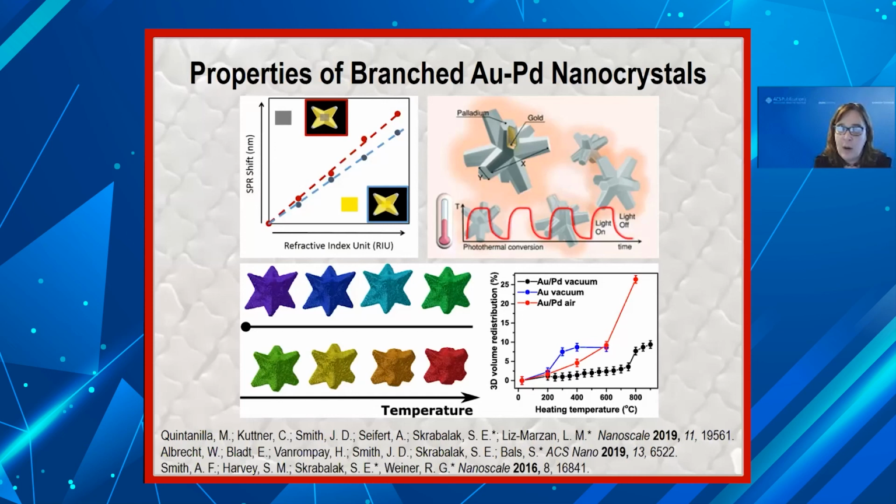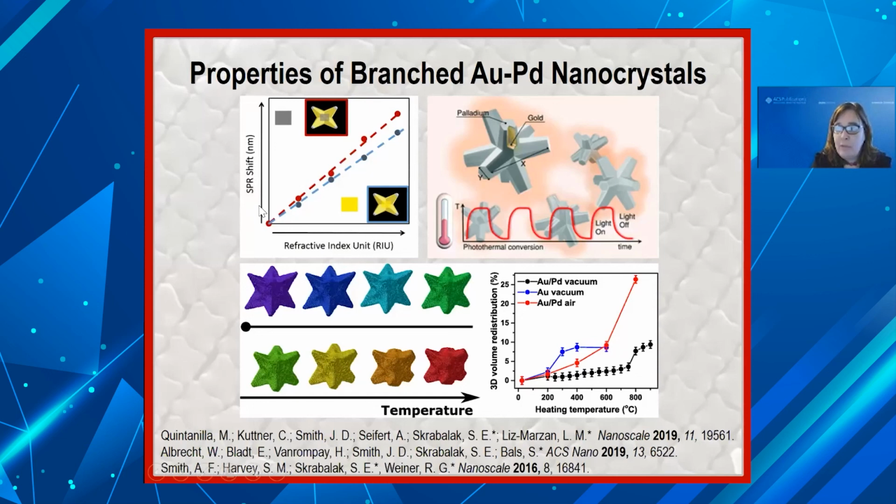But one thing that's quite remarkable is that when adding palladium to these gold nanocrystals, we end up with incredibly high sensitivity to changes in refractive index compared to all gold nanocrystals. And this is inherent to the introduction of palladium in low concentrations to the gold platforms. And so this is opening up possibilities for chemical sensing based off of changes in refractive index.